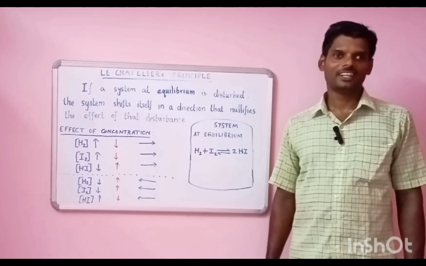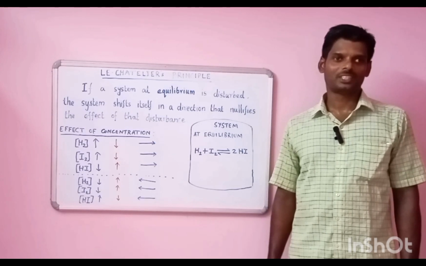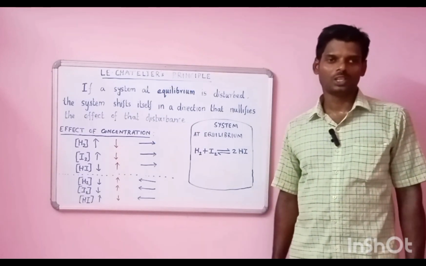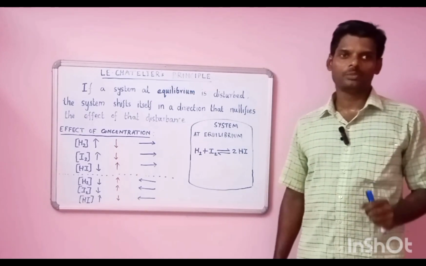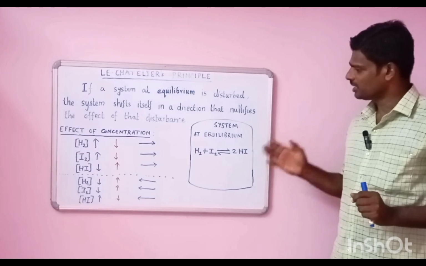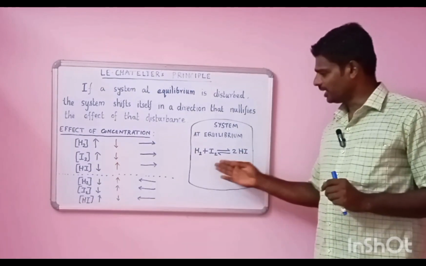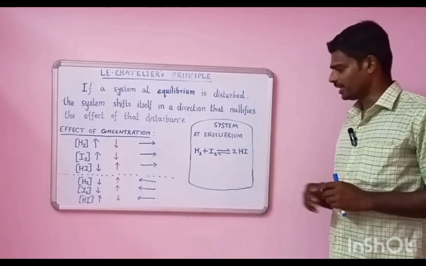Dear students and learners, today we will see the Le Chatelier Principle. Before we move to the Le Chatelier Principle, we will see a little bit about chemical equilibrium. In a chemical equilibrium, we have an example: hydrogen and iodine react together to form two hydrogen iodides.